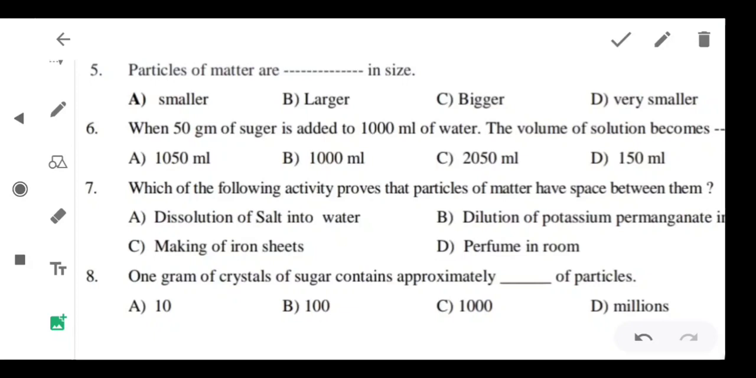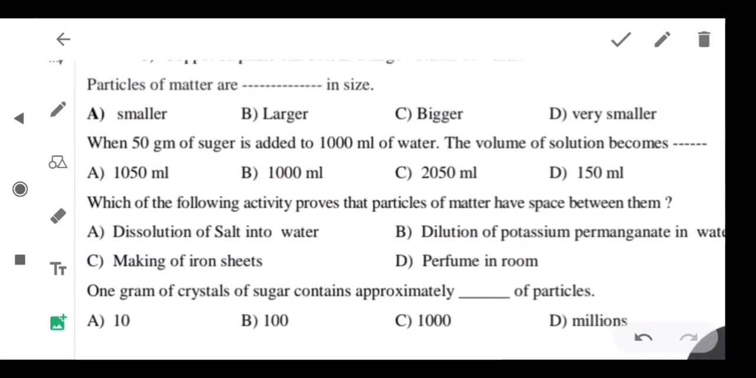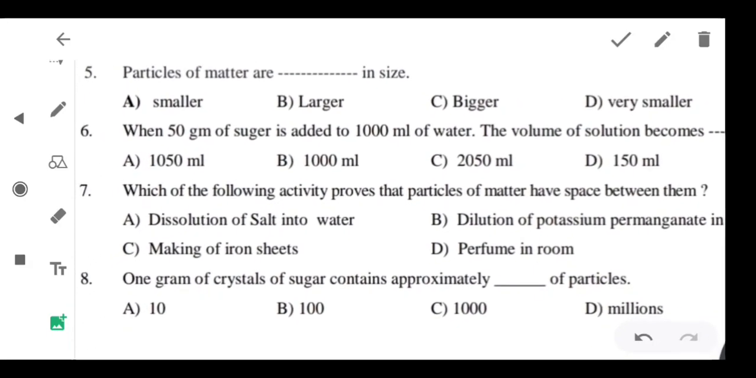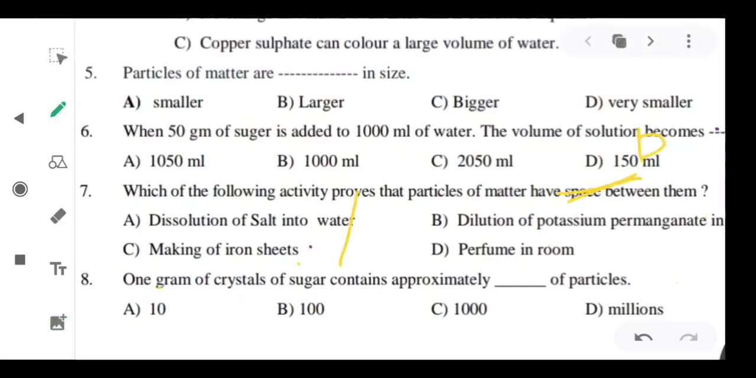Next one. When 50 grams of sugar is added to 1000 ml of water, the volume of solution becomes. In that activity we learned that the volume doesn't increase or decrease. It will remain the same. So 1000 ml of water, it will be 1000 ml only. So 1000 ml in option B is the correct answer.